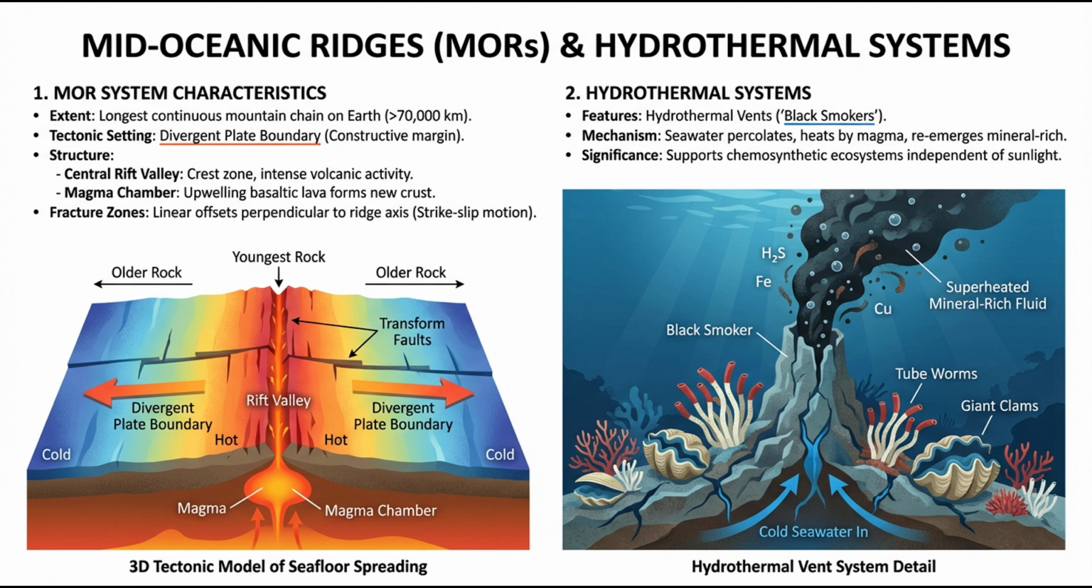Imagine life here. No sunlight, crushing pressure, toxic chemicals, yet life thrives. Tube worms and giant clams live here not by photosynthesis, but by chemosynthesis. Bacteria convert the toxic sulfides into energy. This discovery revolutionized biology because it proved that life doesn't strictly need the sun, it just needs energy, even from the Earth's belly. Basic concept ko visualize karo. Cold water goes down, gets heated, picks up minerals, shoots up, and sustains an alien ecosystem.